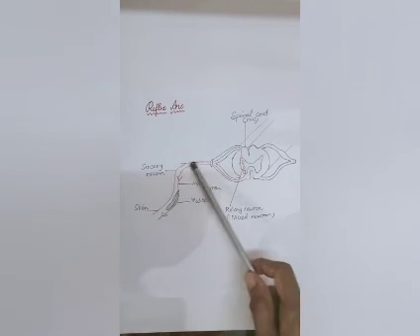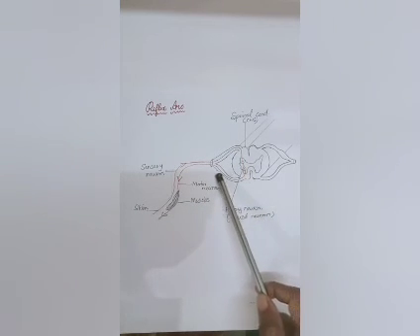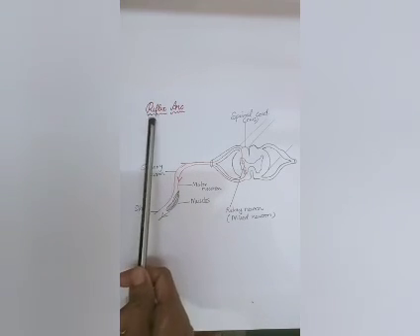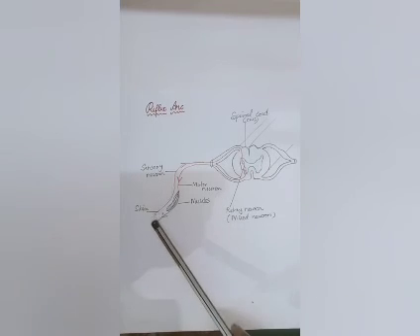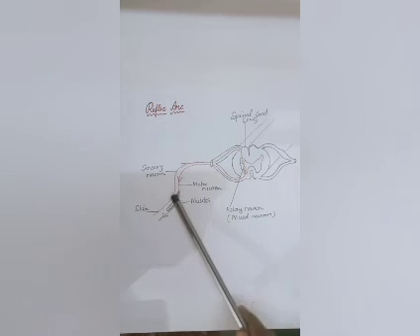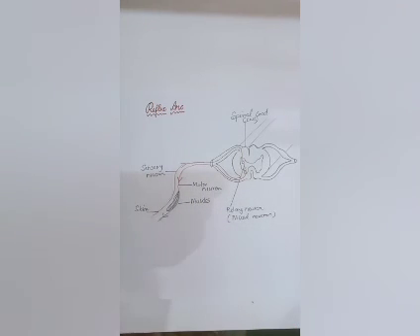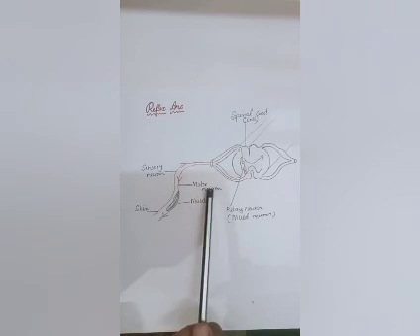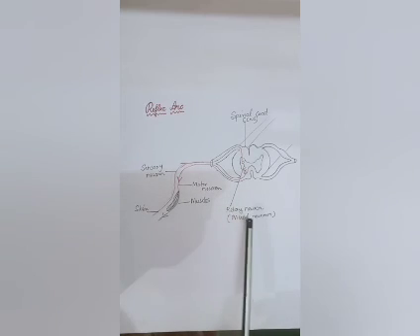The pathway of the nerve impulse involved in reflex action is called reflex arc. What is reflex arc? The pathway of the nerve impulse involved in reflex action is called reflex arc. This is one of the important questions. Practice this diagram and study the functions of each part. What is the function of sensory neuron? What is the function of motor neuron? What is the function of mixed neuron? Relay neuron.